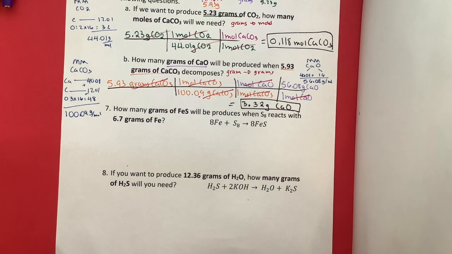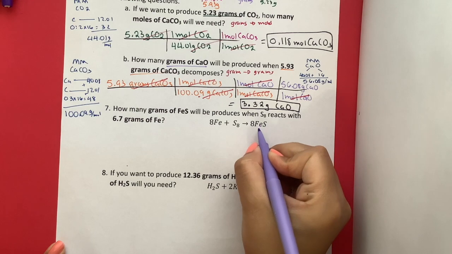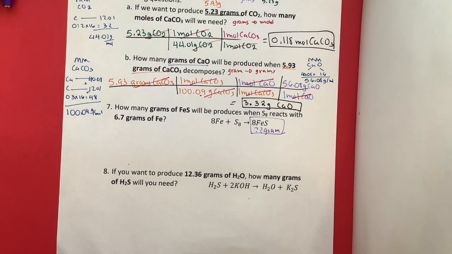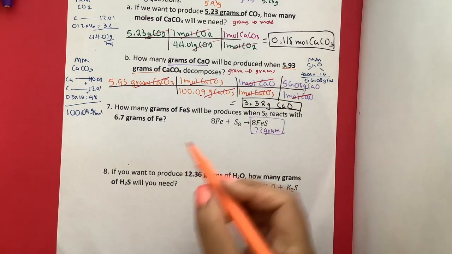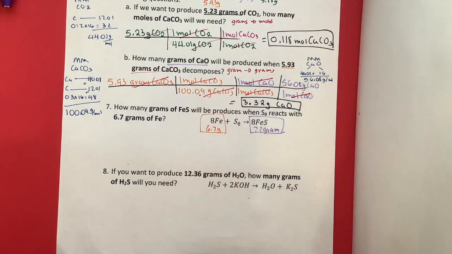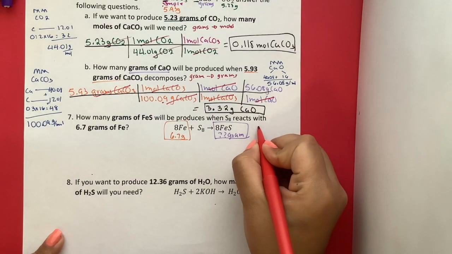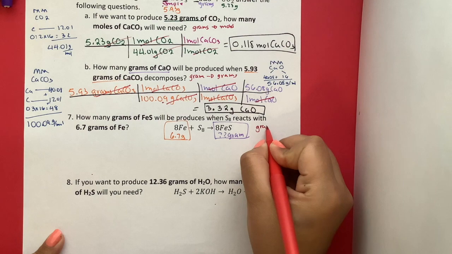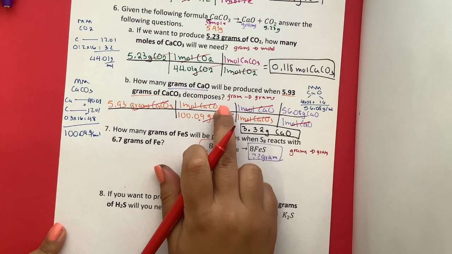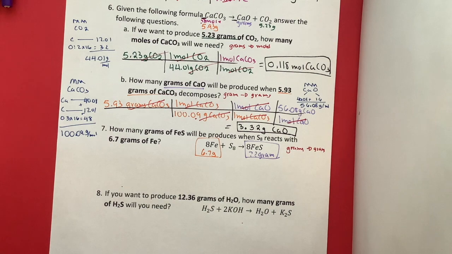Now for number 7, it says how many grams of FeS, right here, question mark, grams, will be produced when S reacts with 6.7 grams of iron. 6.7 grams. Okay, so this question is giving the information in grams, asking us grams of another compound. So it's grams to grams. Remember, this is similar to 6b, it is going to be very long because we need to use a molar mass twice plus the mole ratio.